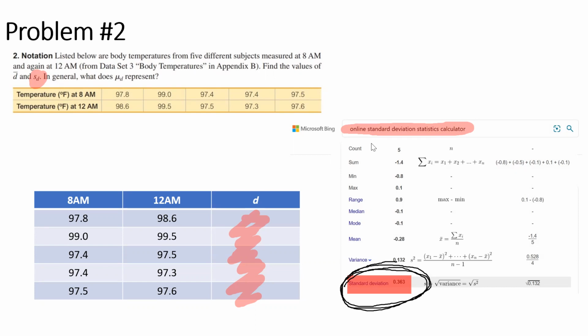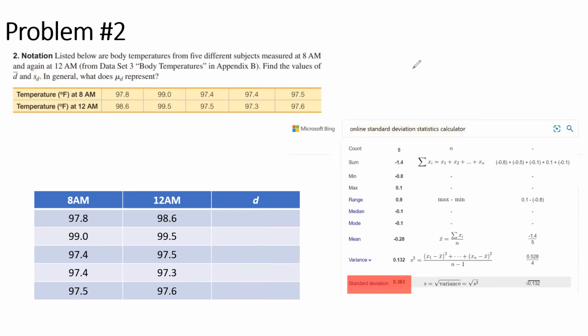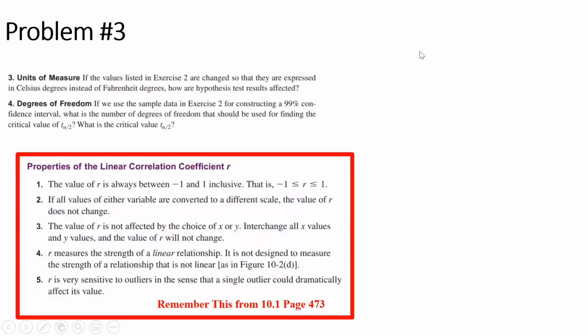Any questions on that? All right, let me clear this and move on to the very next one. Okay, problem number 3. Okay, that's me.